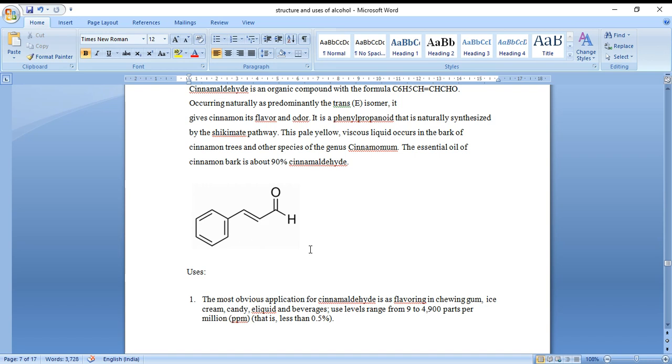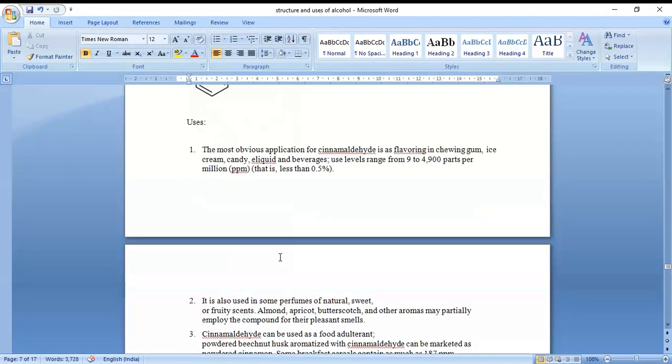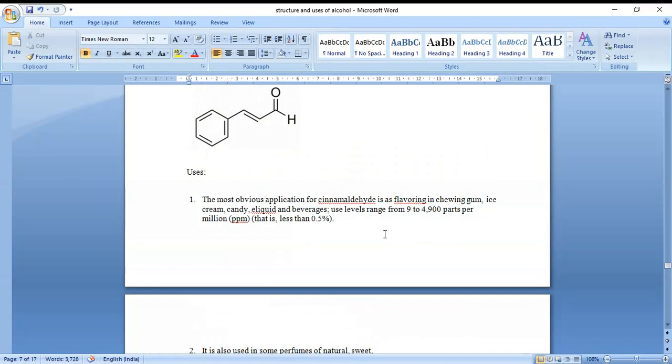So cinnamon bark generally consists of about 90% cinnamaldehyde. So this is the structure of cinnamaldehyde. And now the applications of cinnamaldehyde.